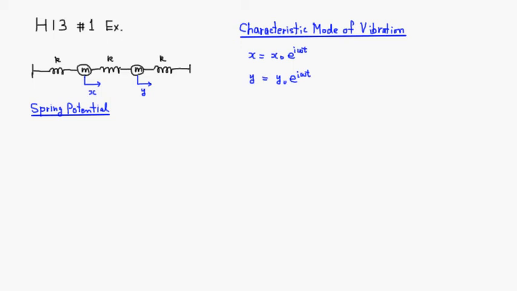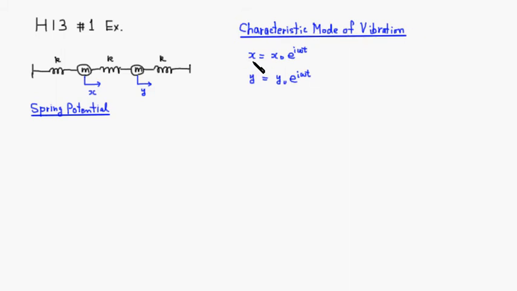Okay, let's look at the homework 13, problem number 1 example. All right, so I'll do a similar problem here. We have a mass spring system with 3 springs and 2 masses like that. The displacement for the first mass is x, and the displacement for the second mass is y. So we're looking at the characteristic mode of vibration.